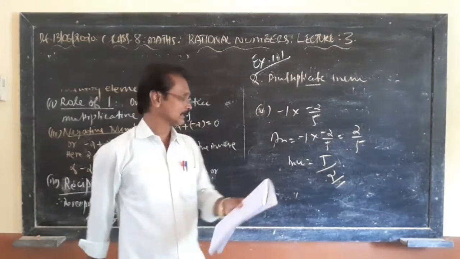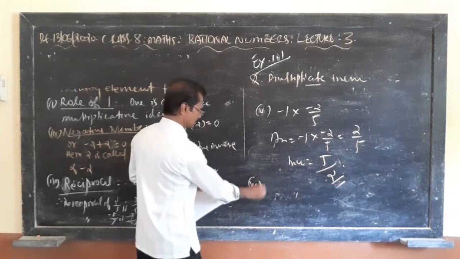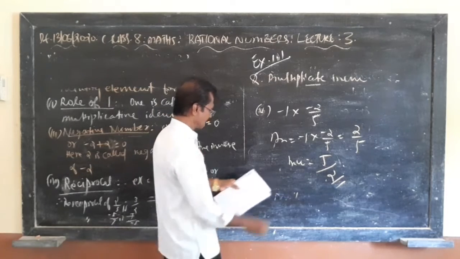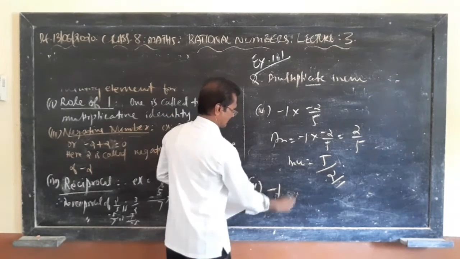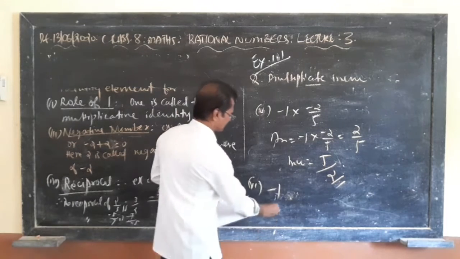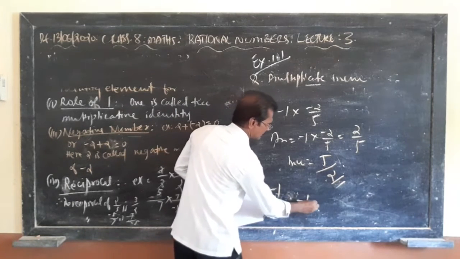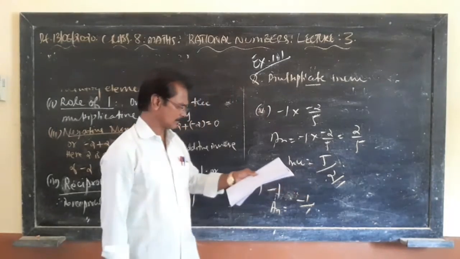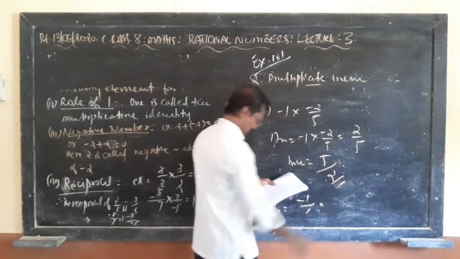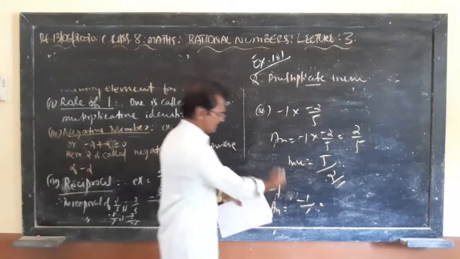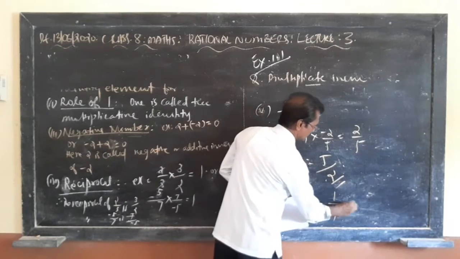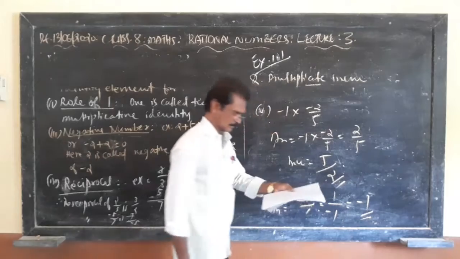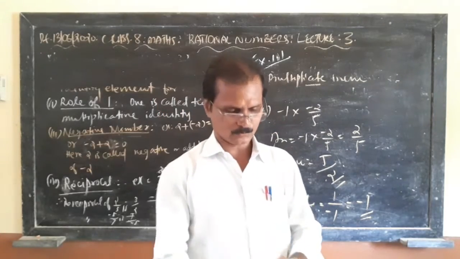One more is remaining, the sixth one. The sixth question is minus 1. What is the answer? Minus 1 you can write as minus 1 by 1. Now the inverse is 1 upon minus 1 equal to minus 1. So the answer will be minus 1.